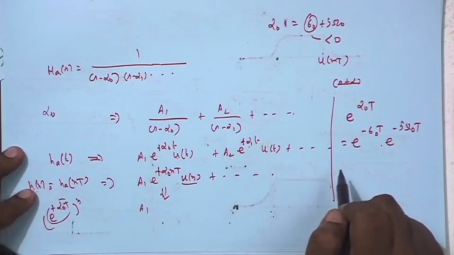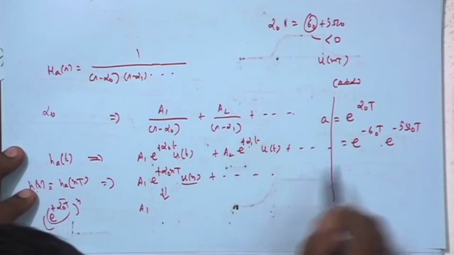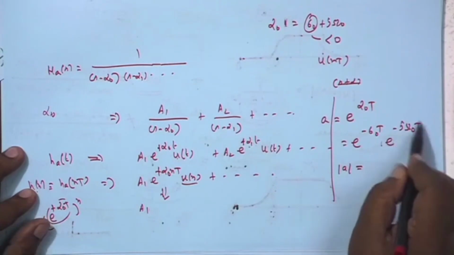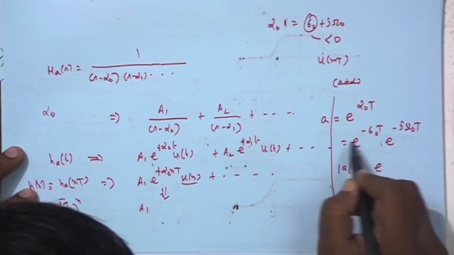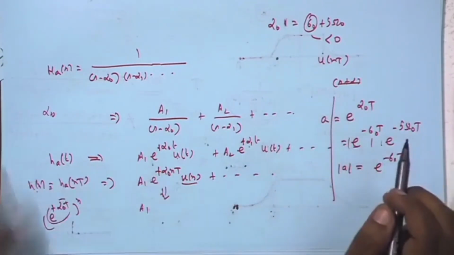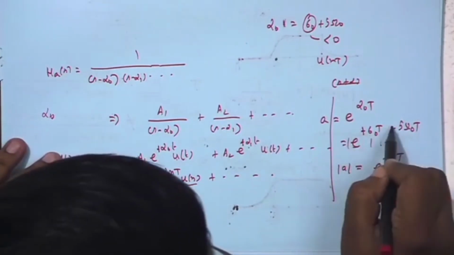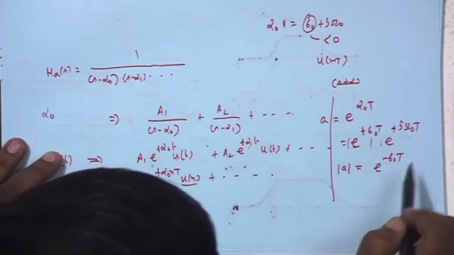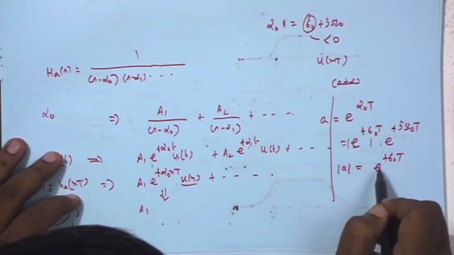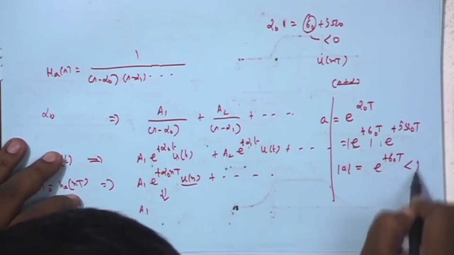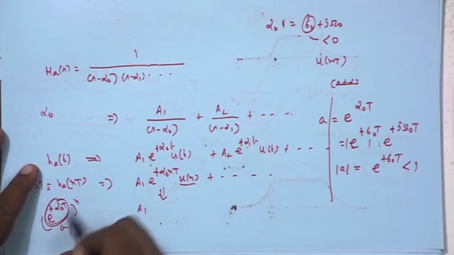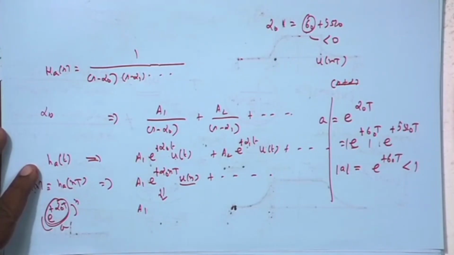All right, this is the quantity. If you call this quantity A, then what is mod A? Mod A will be mod of this into mod of this, but mod of e to the power minus j anything is 1, and the other is always positive, so it is itself. It is e to the power sigma 0 t, because alpha 0 is sigma 0 plus j omega 0. But sigma 0 is negative, so e to the power some negative into t is less than 1. If you call it A to the power n, mod A is less than 1.